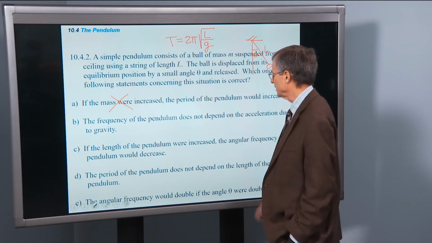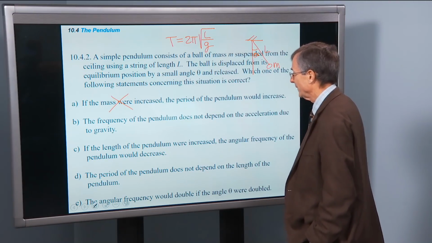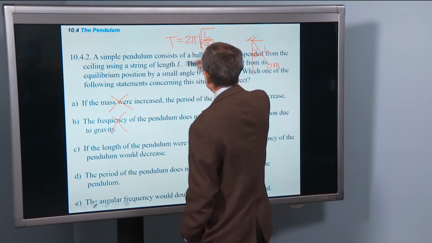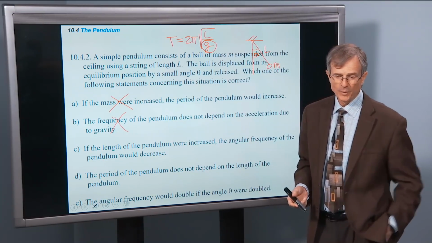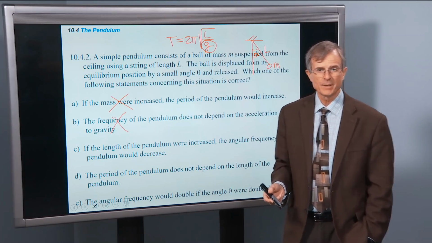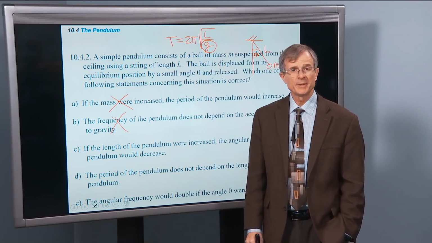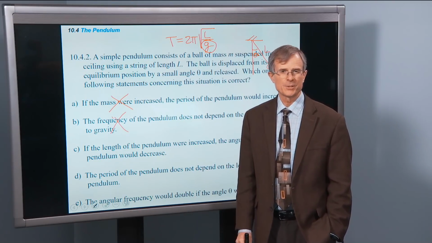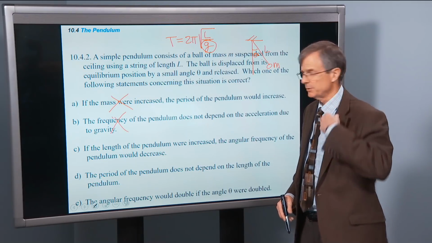The frequency of the pendulum does not depend on the acceleration due to gravity. Well, that's not true either, because it does depend on the acceleration of gravity. If you take it to the moon or to Mars, you're going to get a different period. In fact, one of the slickest ways for you to measure the local acceleration of gravity would be to take a pendulum to the moon, measure its period, measure its length, and then solve for the gravitational acceleration. I think I've assigned or will assign a problem or two like that.